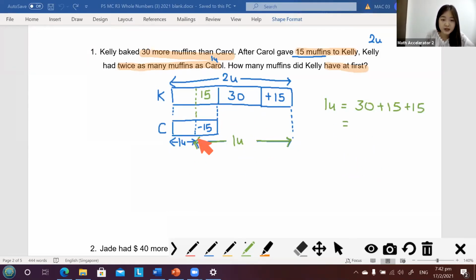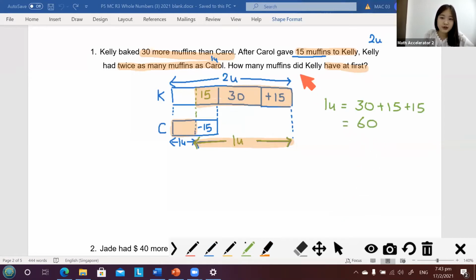Why? Because your 1 unit for Carol is only up to here. So whatever is at the back here is 1 unit. So you have to include this part here as 1 unit. You see that? Because Carol's 1 unit at the end does not include 15. So whatever is left behind here will be this 15, 30, and 15. So that will be 60. Thank you. Yes, 60.